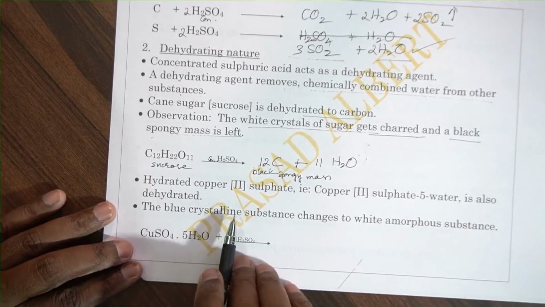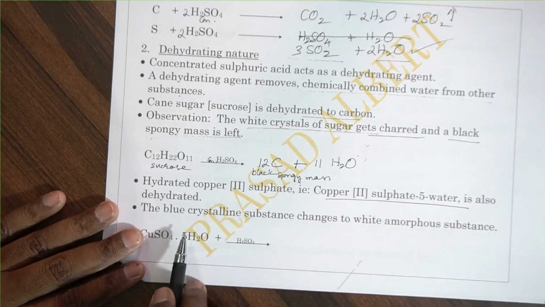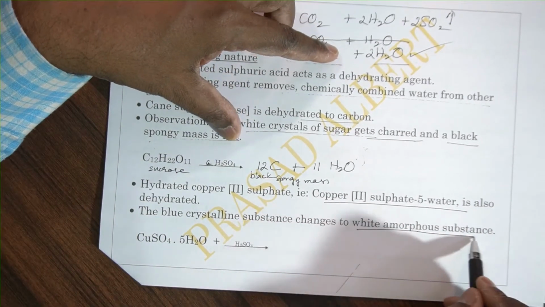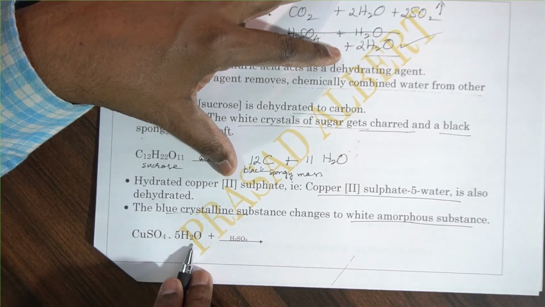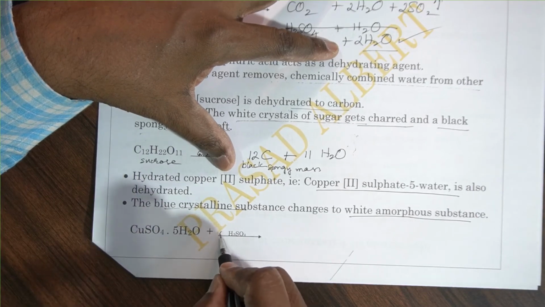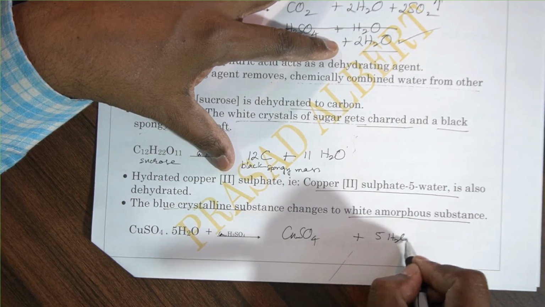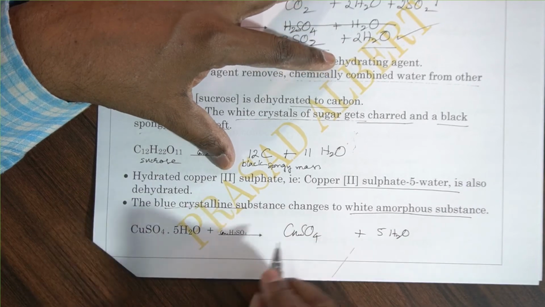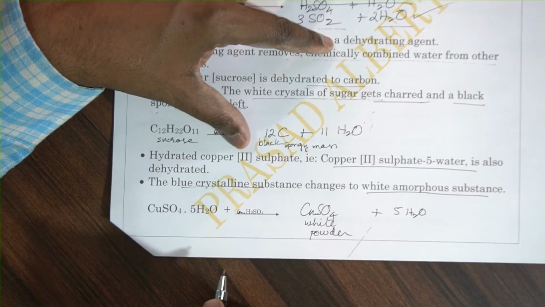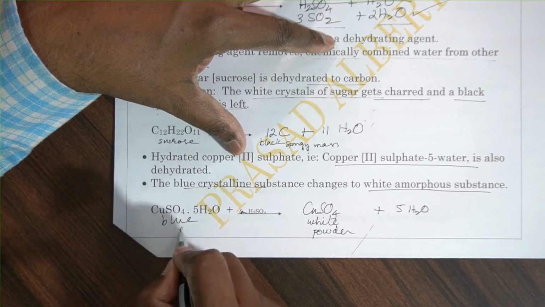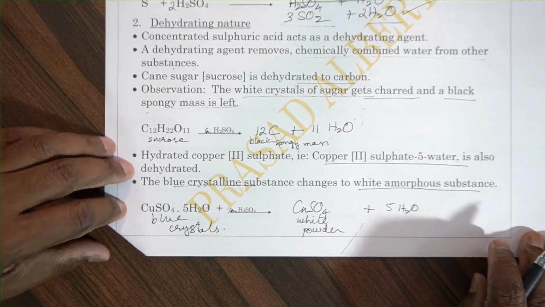Then we have hydrated copper 2 sulfate, which is a blue colored crystal, in other words known as copper sulfate 5 water, which is dehydrated and changes to a white amorphous substance. Blue crystalline substance changes to white amorphous substance. CuSO4.5H2O is the crystalline copper sulfate. When concentrated H2SO4 is added to it, it changes to CuSO4, and 5 molecules of water are removed from there, which will be absorbed by concentrated sulfuric acid. This is white amorphous powder, and this is blue crystals. Okay, so this is another example of a dehydration reaction.